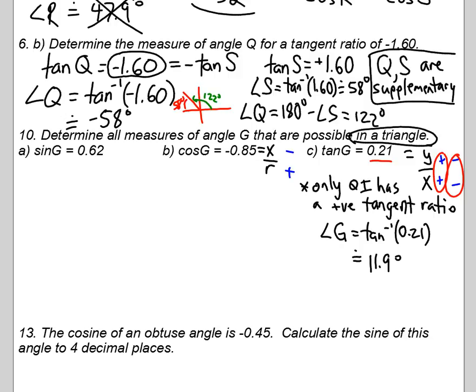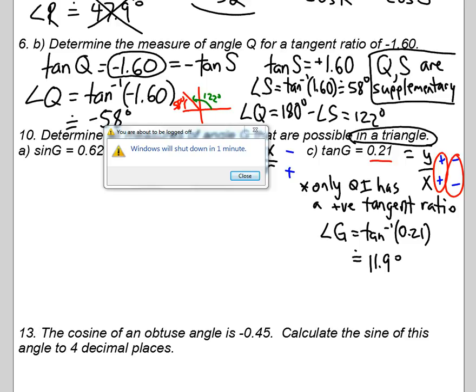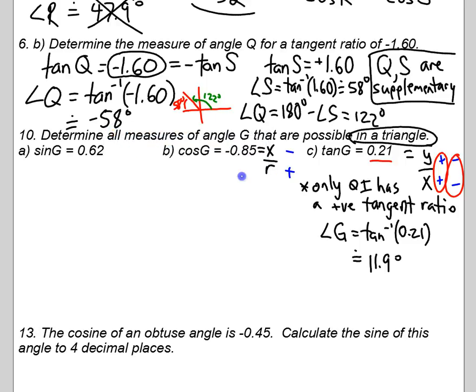Now again, if we want to solve for this angle, just use our inverse cosine of negative 0.85, and we're going to get 148 degrees.